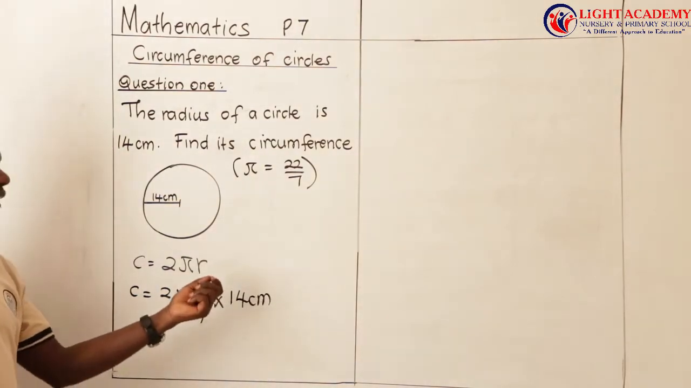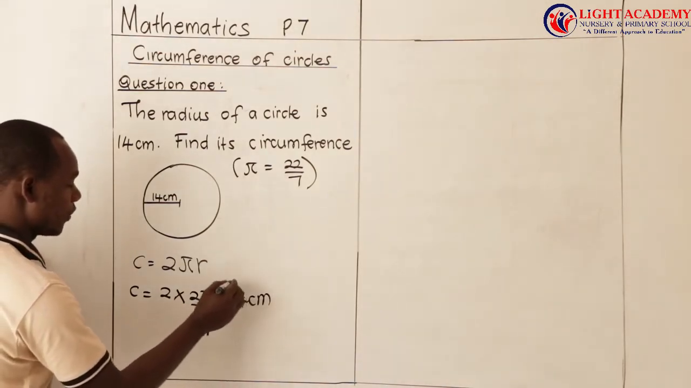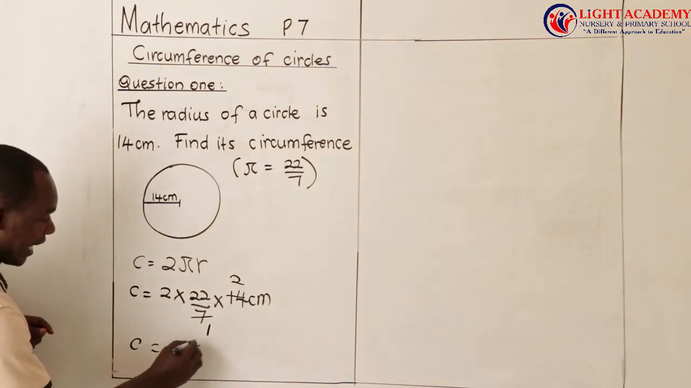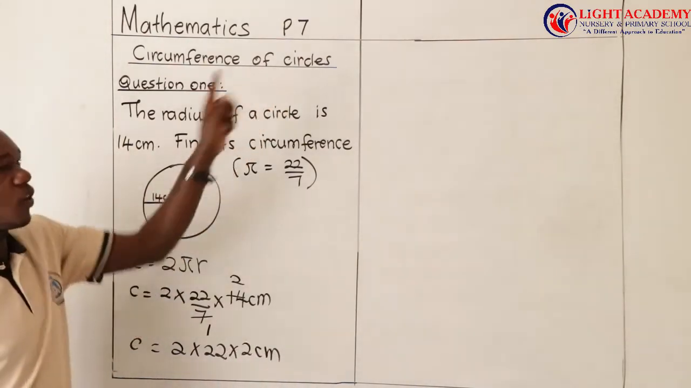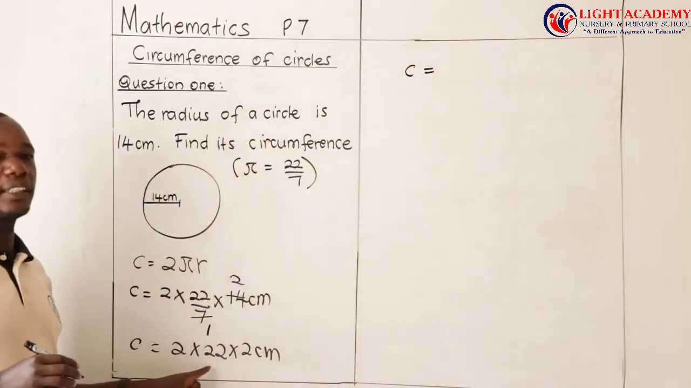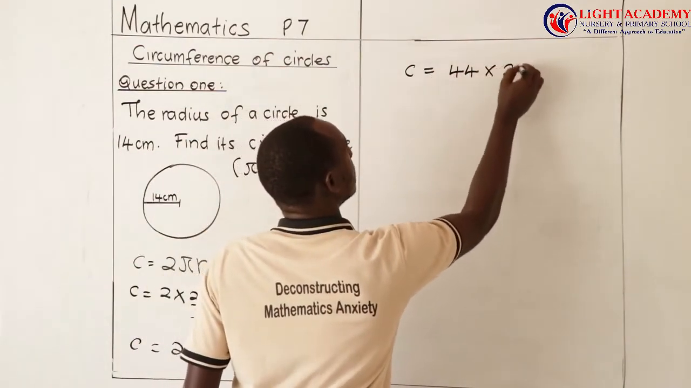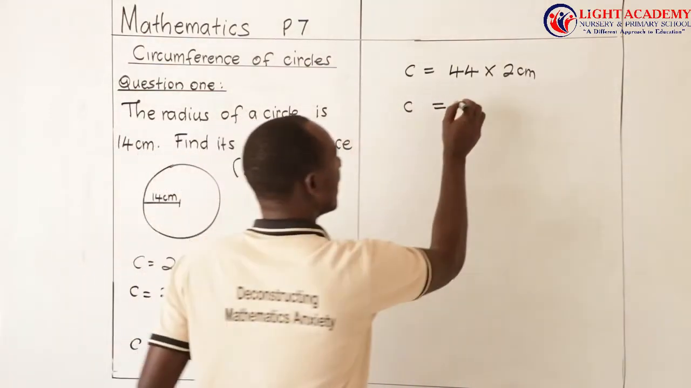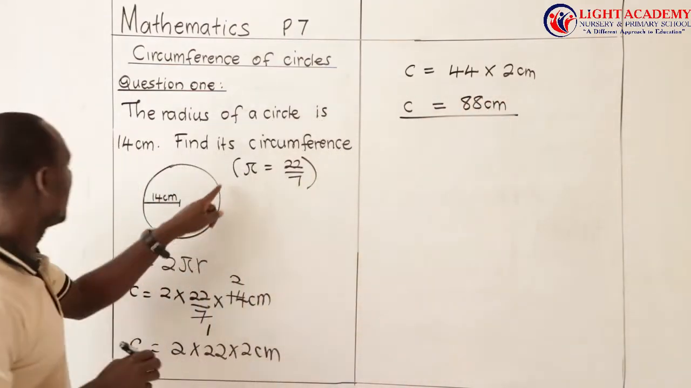Now after writing this, your task is just to reduce. So I can reduce this by 7: 7 into 7 is 1, 7 into 14 I remain with 2 centimeters. So my circumference will now be equal to 2 times 22 times 2 centimeters. And now when you multiply this, my circumference will be equal to 2 times 22, what do I get? It will be 44 times that 2 centimeters. And your circumference will be equal to 44 times 2. You get 88 centimeters as the circumference of this circle.